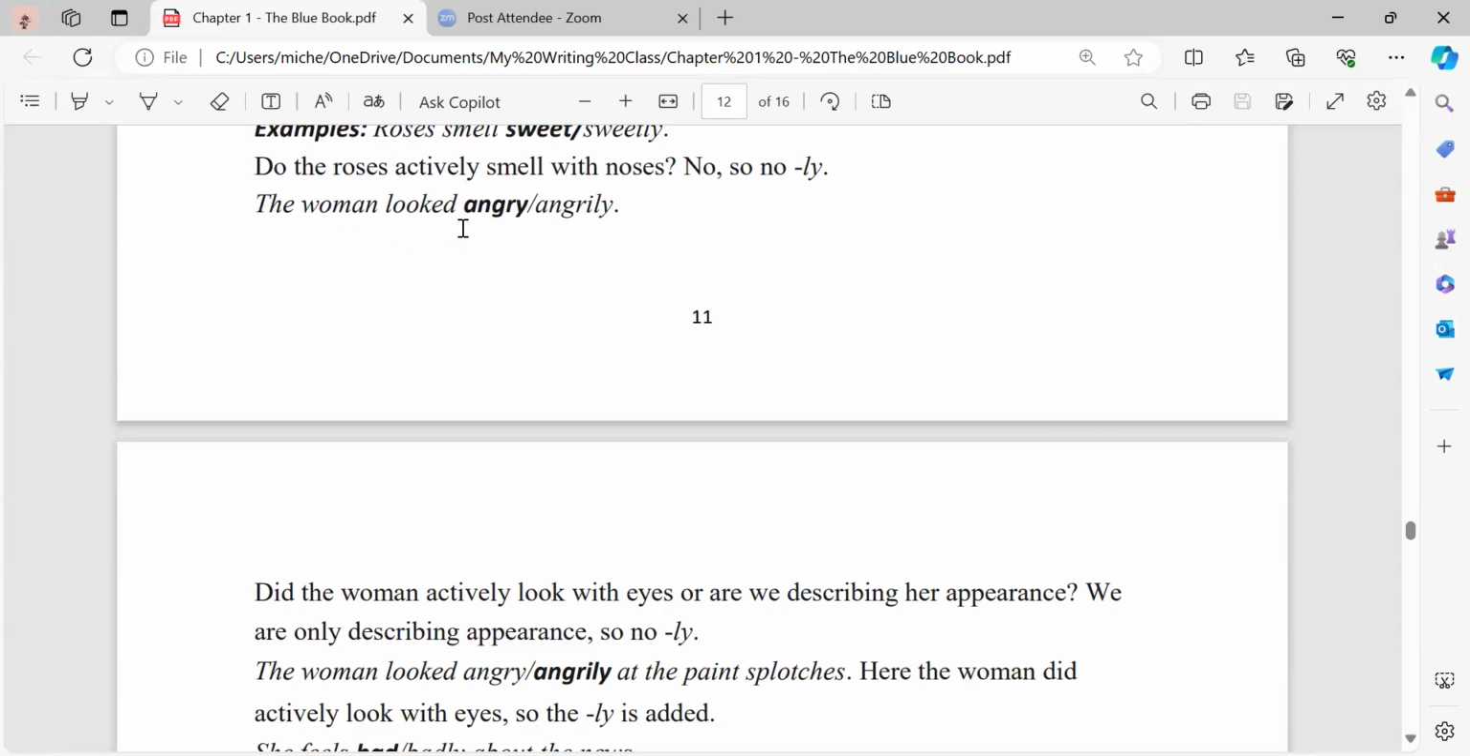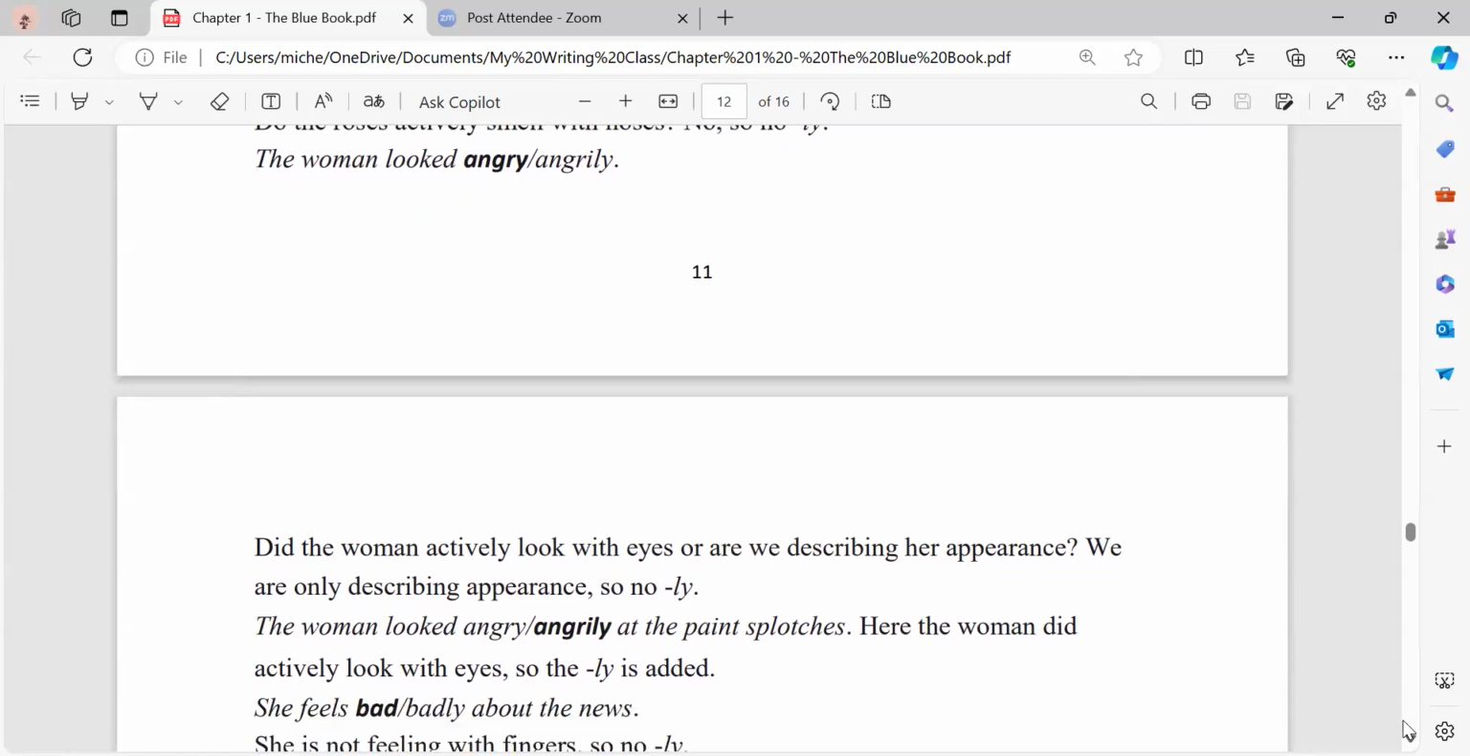Now here is the second example. The woman looked angry or angrily. We need to choose between one of them. Did the woman actively look with her eyes, or are we describing her appearance? Since we are only describing the appearance of the woman, we do not use ly at the back. It doesn't involve an active sense, a body part like seeing or listening, so no ly.